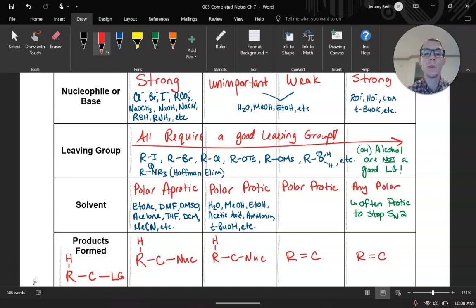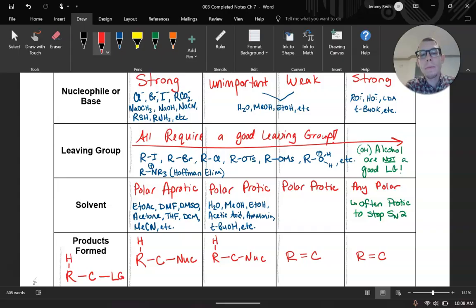So for SN2s, we are going to prefer polar aprotic solvents. Those are going to be solvents that cannot hydrogen bond. So they're still going to have a lot of oxygens and nitrogens. However, they're not going to be alcohols or amines, no hydrogen bonding. So ethyl acetate, DMF, DMSO, acetone, THF, chloroform, DCM, acetonitrile, and many more are examples of polar aprotic solvents.